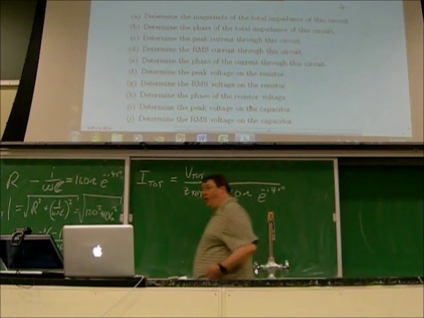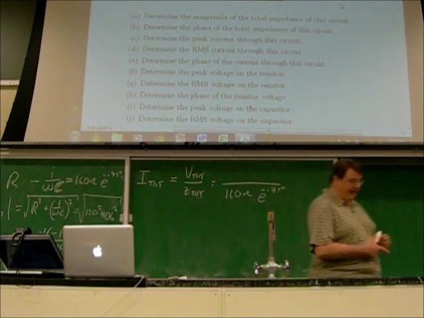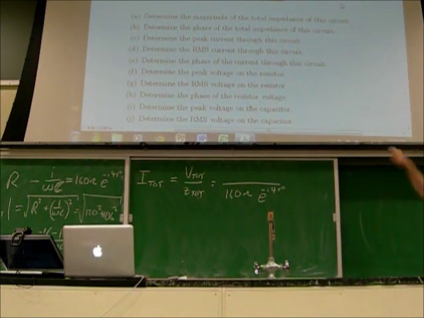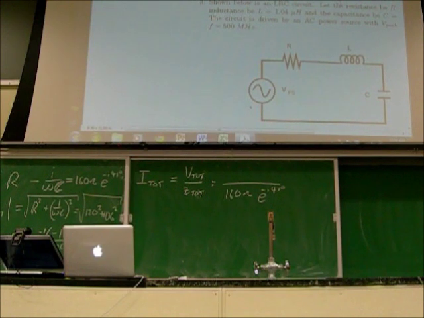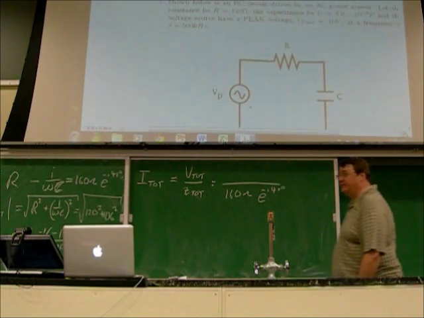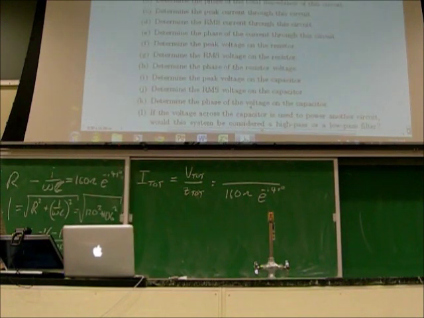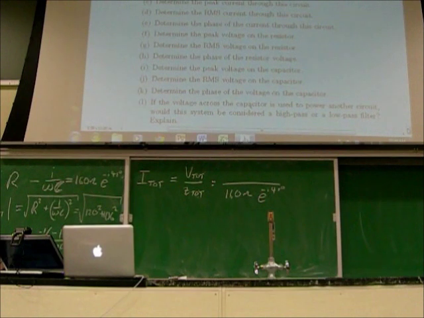Now, V total is the V of the power supply. So it has a magnitude, V power supply, and what does the problem tell us, if you scroll back down a little bit, was the voltage of the power supply? 10 volts. Yeah, now what kind of a voltage was that? Peak. Now I have a question for you. When I write I equals V over Z, am I talking about peak values or RMS values?